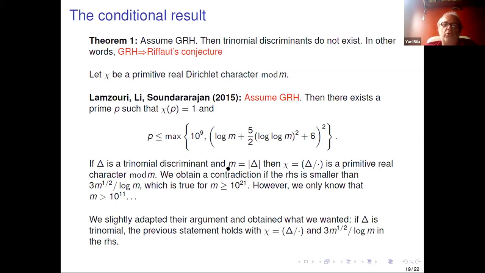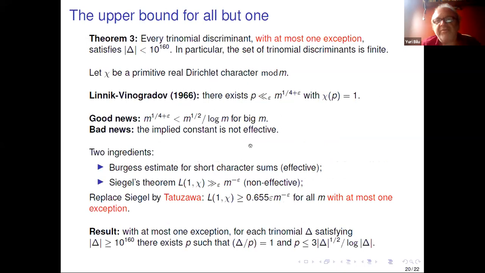Okay, now if we do not want to assume GRH, then, as I said, we prove that with at most one exception, all trinomial discriminants are bounded by this huge number. Well, we apply the previous approach, but now we don't have GRH. What we have is the unconditional result, the Linnik-Vinogradov. Linnik-Vinogradov tells us that we find a suitable prime bounded by m to one fourth plus epsilon. And this is good because one fourth plus epsilon is smaller than one half.